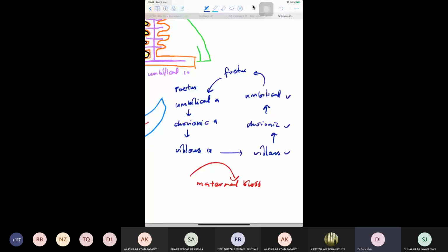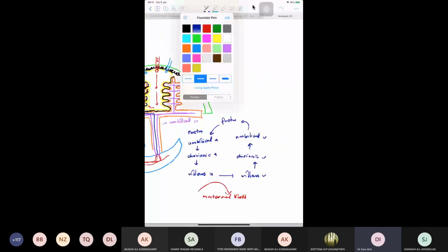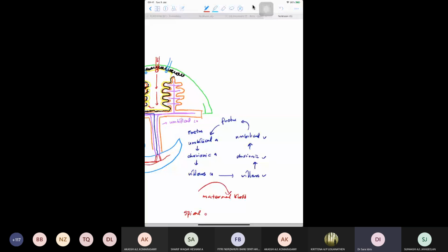Okay, so that's the fetal circulation, the blood that will come from the fetus into the placenta and back to the fetus. From the maternal side, it will be from the spiral artery into the intervillus spaces, back into the spiral vein. So this spiral artery and spiral vein are all located in the endometrium. So that's how the maternal circulation will take place for the placenta itself.